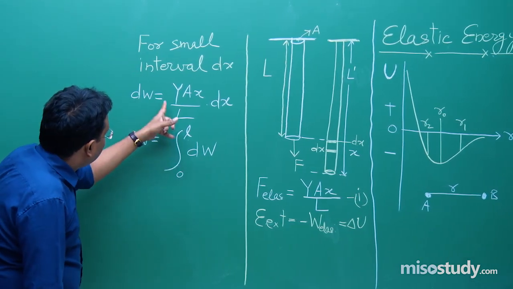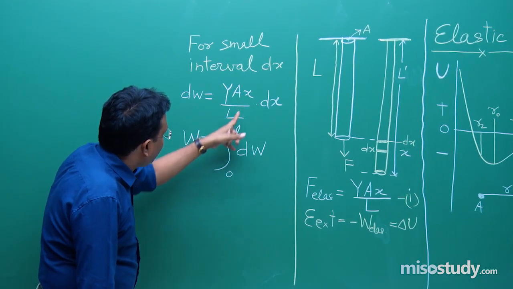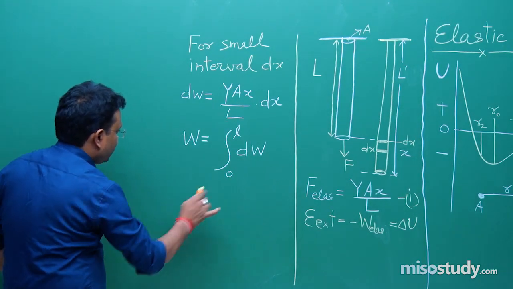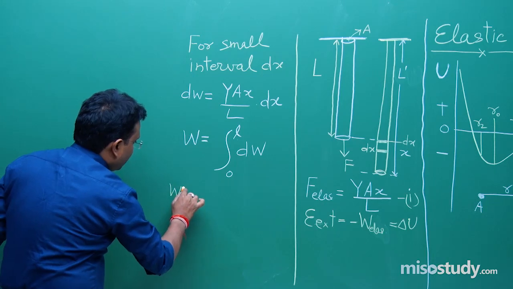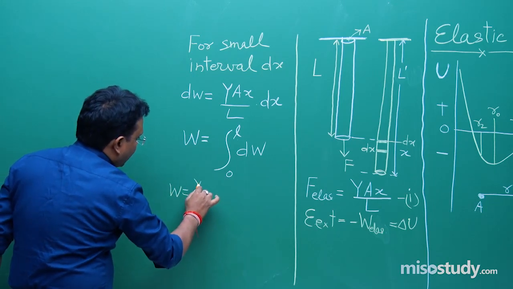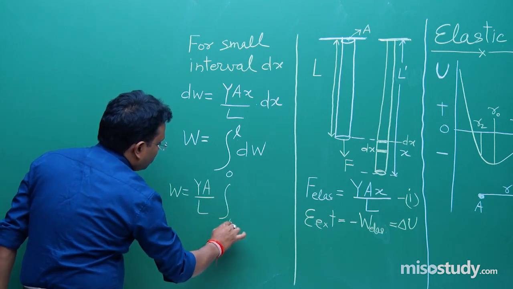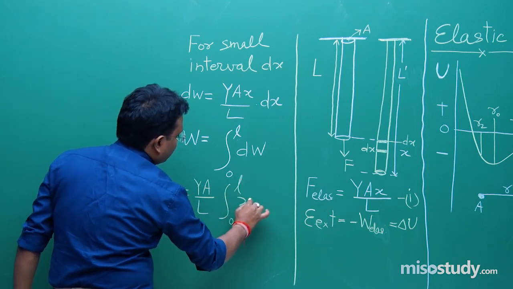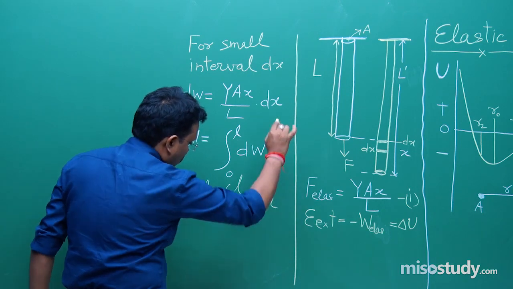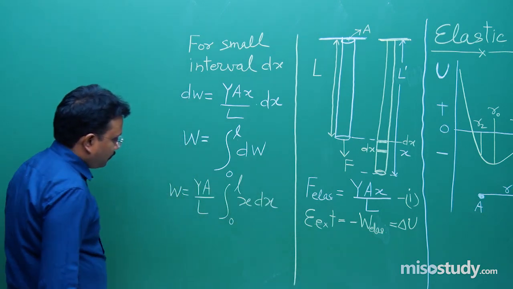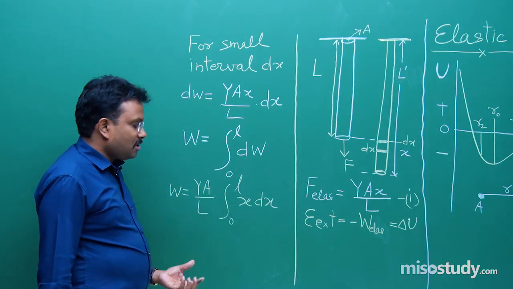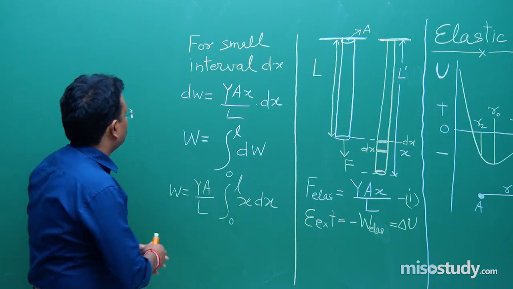Okay. Now, dW is YA by L x dx. Fine. So, W is equal to YA upon L, integral from 0 to L of x dx. I hope things are clear to all of you. Now, integration is very simple, x square by 2. Fine.